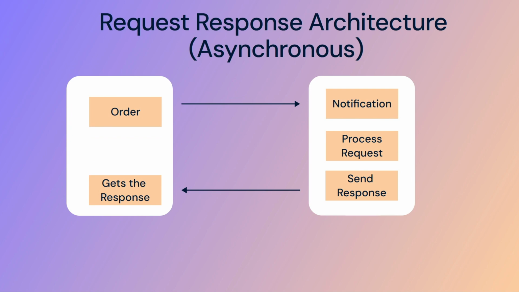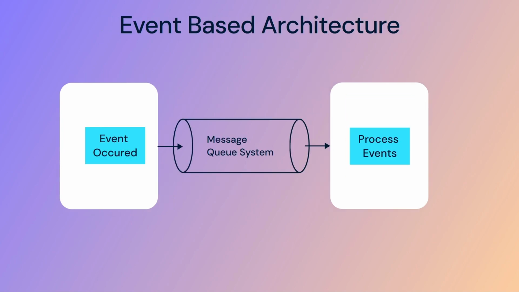So it is an asynchronous type of request response architecture. So here is an example of order and notification service. Here a customer places an order, and it doesn't wait for the response, as a notification service processes the request and sends an email notification after the order is confirmed. So it is an asynchronous type of request response architecture.